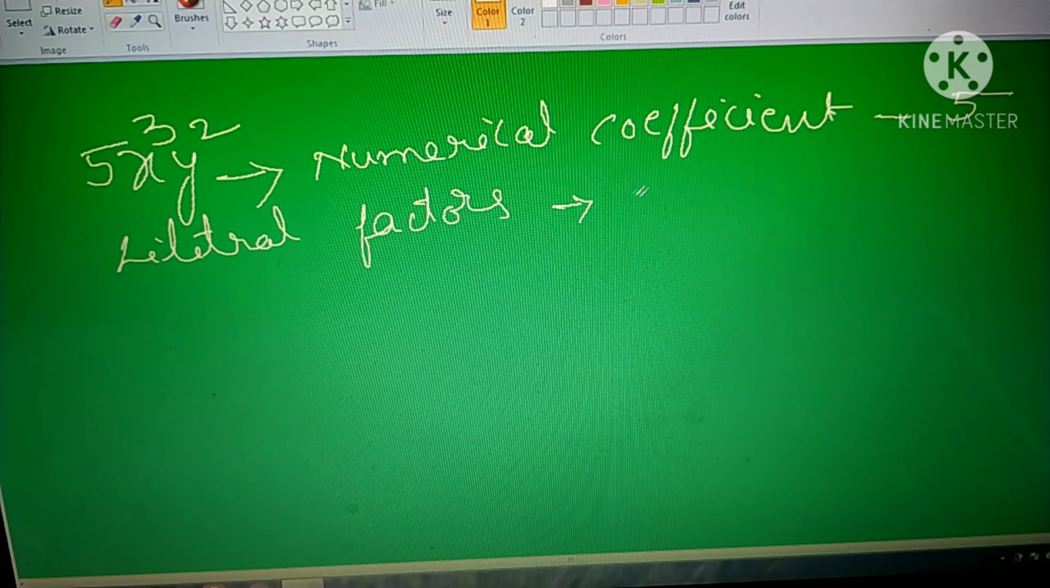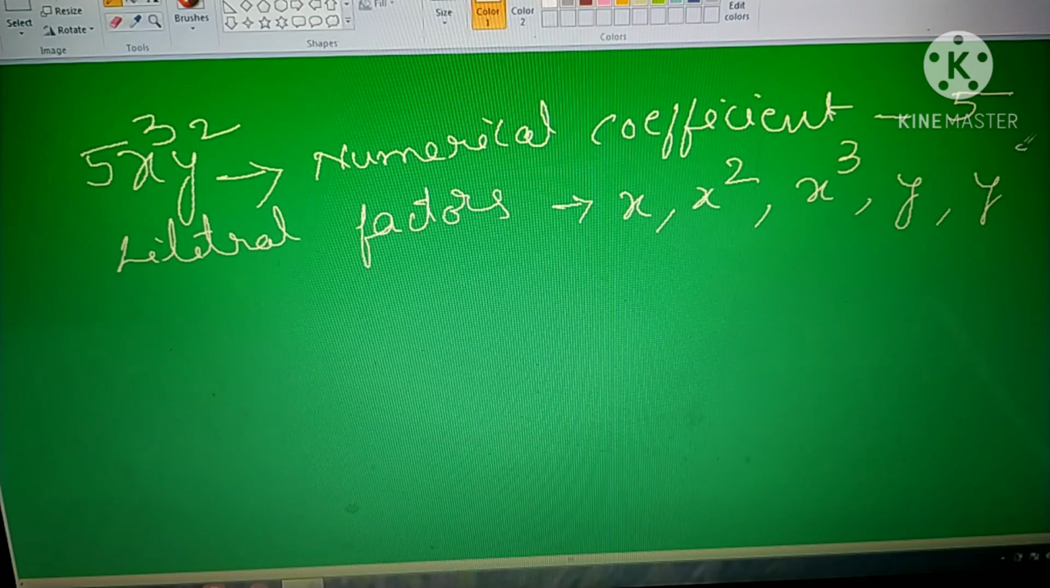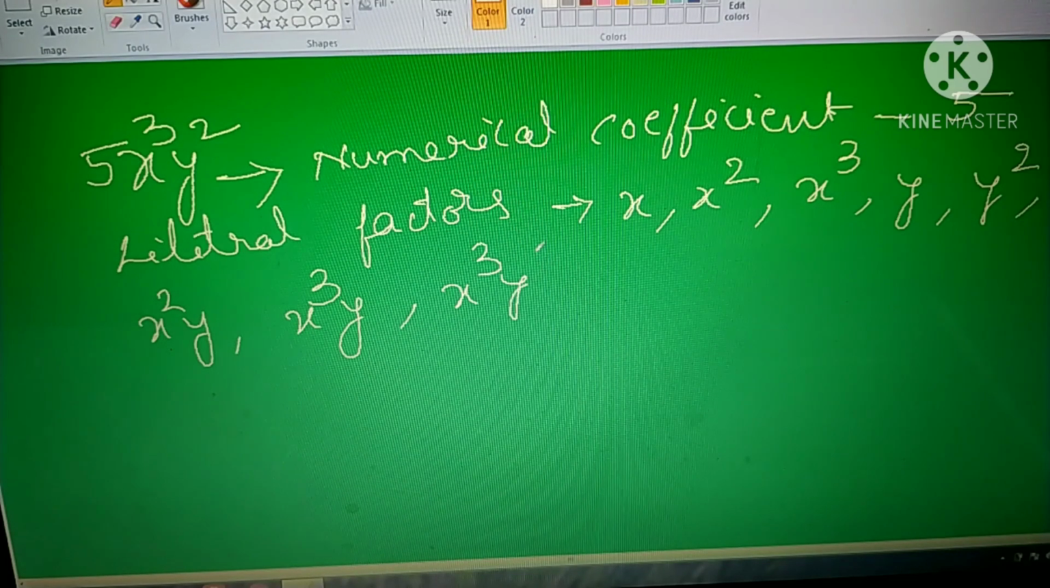Now talk about literal factors. See, x is a literal factor, and then x square is one literal factor. Then x cube is also a literal factor. Now coming to this, y is also one factor. y square is also one factor. Now xy is a factor, and then x square y is a factor, x cube y is also one factor, and then x cube y square is also one factor. So like that you have to write literal factors. And these are nothing but coefficients. We can call these coefficients also. Any factor of a monomial is called the coefficient of the remaining factor.